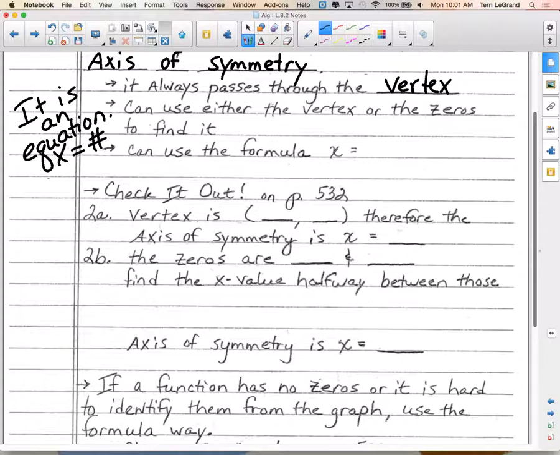And if we can't find it by looking at the graph or finding the vertex or the zeros, we use this little formula: x equals negative b divided by 2a. And we're going to use that a lot. So get it memorized.